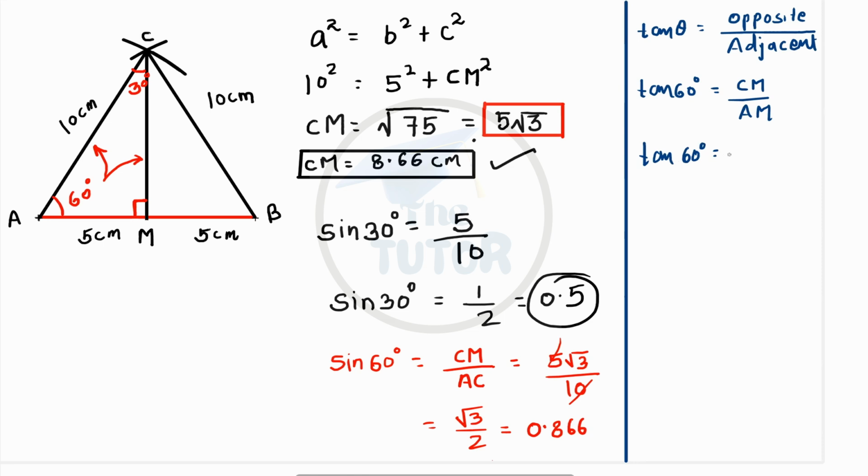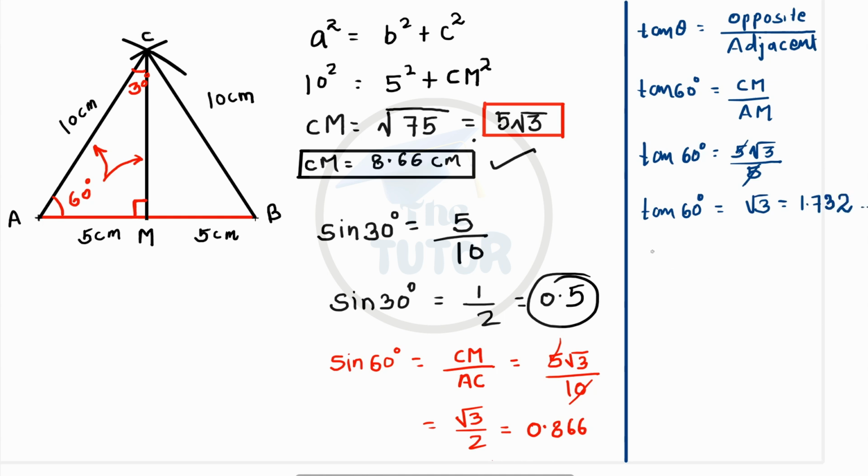What is the length of CM? 5 square root of 3. And what is the length of AM? 5. Cancel out 5 and 5, and you are left with tangent 60 equal to square root of 3, which you can write as 1.732.